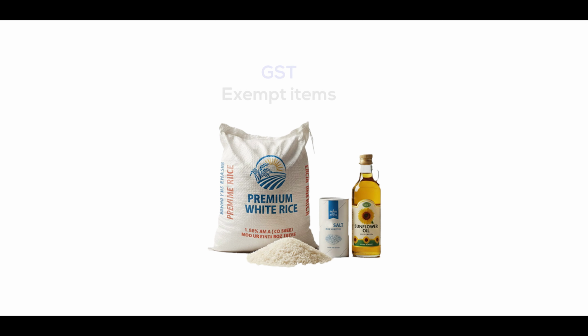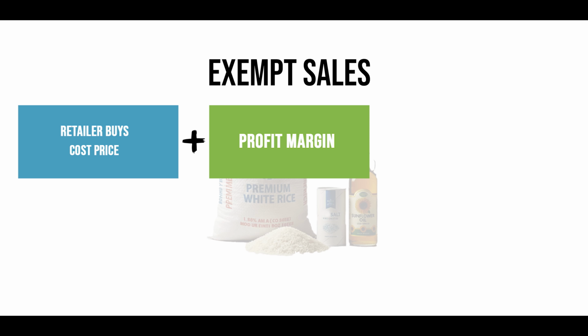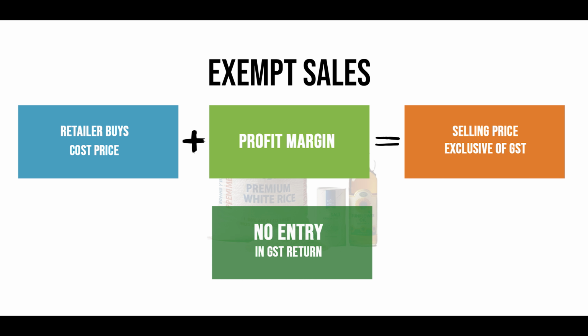What about exempt sales? What about the rice, salt, and sunflower oil Dragon Mart sold? Here's the beautiful part. Dragon Mart doesn't charge GST on these items because they are exempted. Retailers buy these at cost plus 10% profit margin, no GST added to the invoice, no entry in the GST return. Dragon Mart's GST return stays simple and accurate.